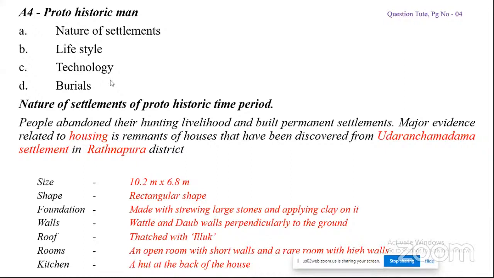Rooms, there are two rooms in the house, front room and rear room. Front room was an open room. Why do we call it an open room? Short walls, that means during the daytime they are just living in the front room with short walls, and the rear room with high walls. At night they normally use the rear room. Only two rooms are there, and the kitchen was a hut at the back of the house. Okay, so this is the nature of the settlement, the housing.